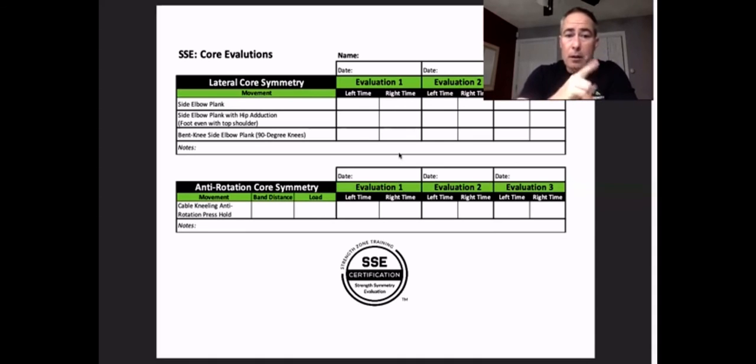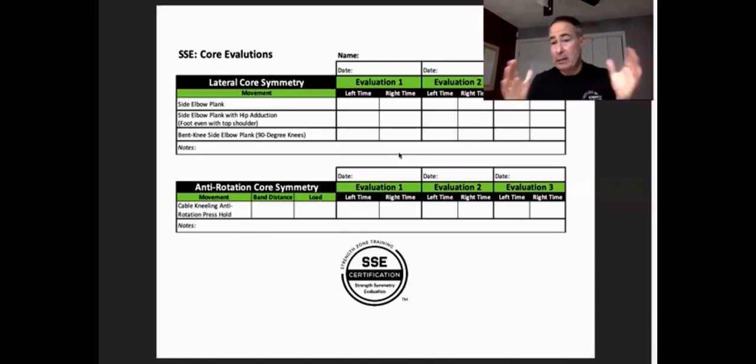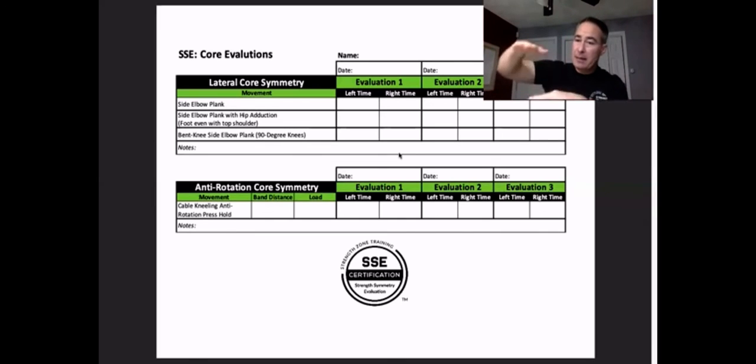All right, now for the lateral core strength symmetry, we have basically a side plank, but we have 3 different variations depending on the person's level of ability. We have the good old fashioned staple side elbow plank with your legs straight and your feet stacked on one another. But if you think that's easy for them and they can smoke the maximum of a minute on each side, and that would just be easy for them, and you don't think that would tell you much data, then you would do the second one listed as the option, which is the side elbow plank with a hip abduction, and the top of the foot, or sorry, the top ridge of the foot.